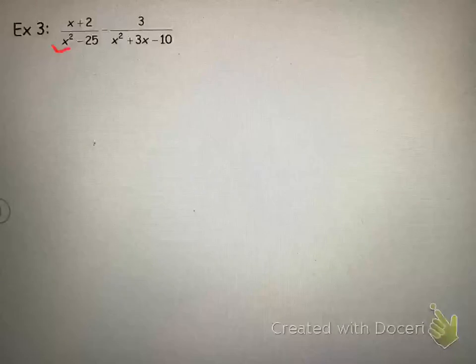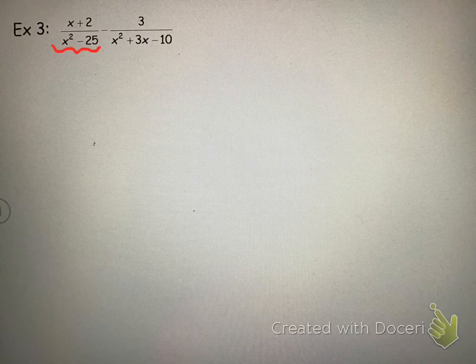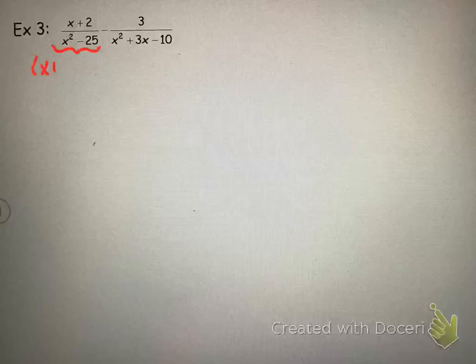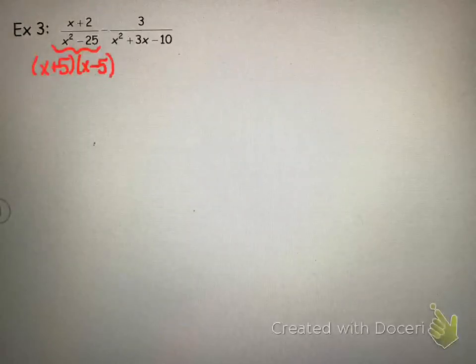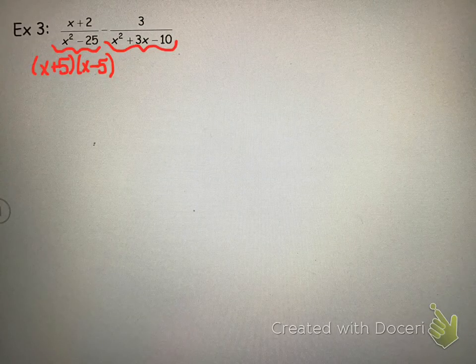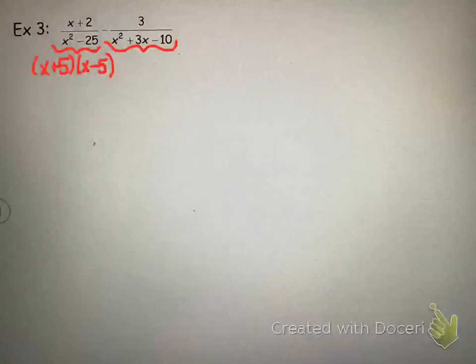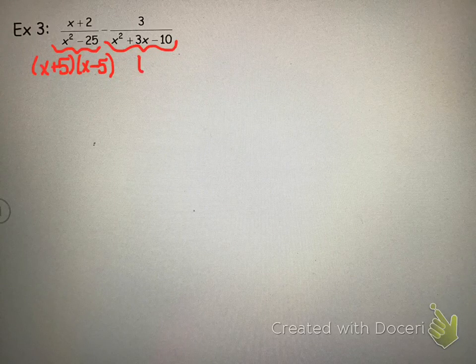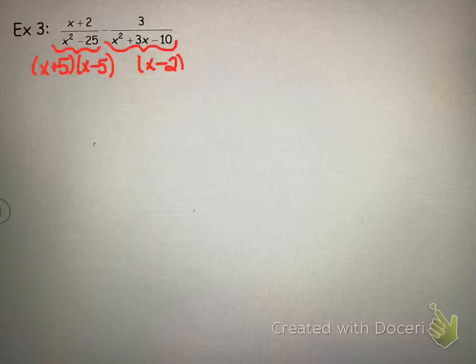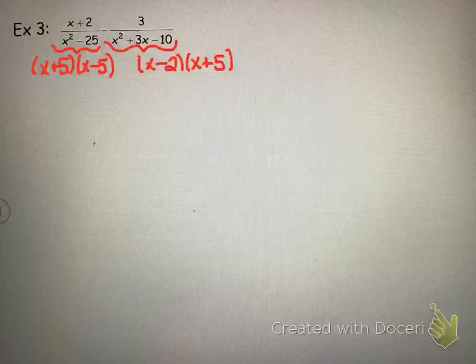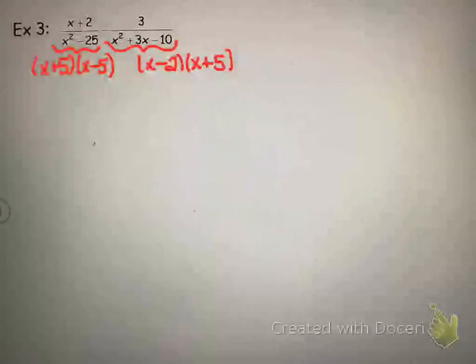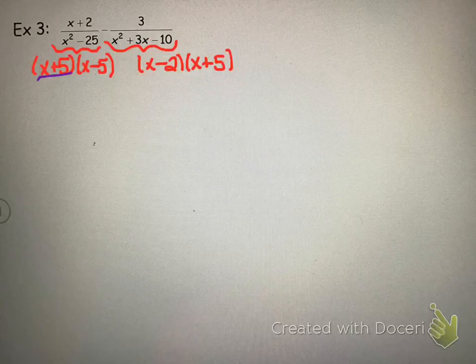When we look at the factors of this first denominator, what we get is x plus 5 and x minus 5. Of course, it was a difference of 2 squares, so it does factor. When we look at the factors of the second denominator, what we see is that it factors as x minus 2, x plus 5. And so in this instance, what we see is that both denominators do have one factor already in common. They both already have the x plus 5.